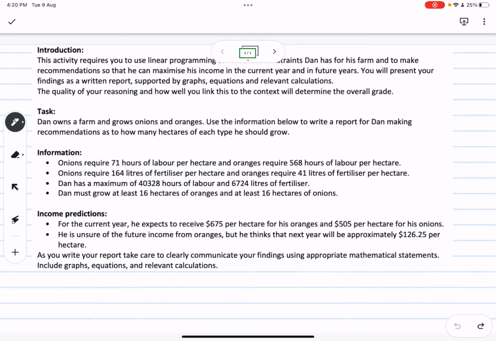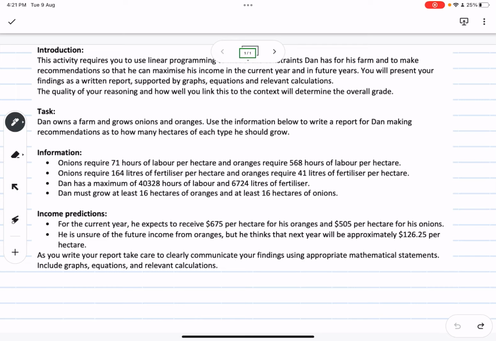Use the information below to write a report for Dan making recommendations as to how many hectares of each type he should grow. So onions require 71 hours of labour per hectare and oranges require 568 hours of labour per hectare. Onions require 164 litres of fertiliser per hectare and oranges only 41. Dan has a maximum of 40,328 hours of labour and 6,724 litres of fertiliser. Dan must grow at least 16 hectares of oranges and 16 hectares of onions.